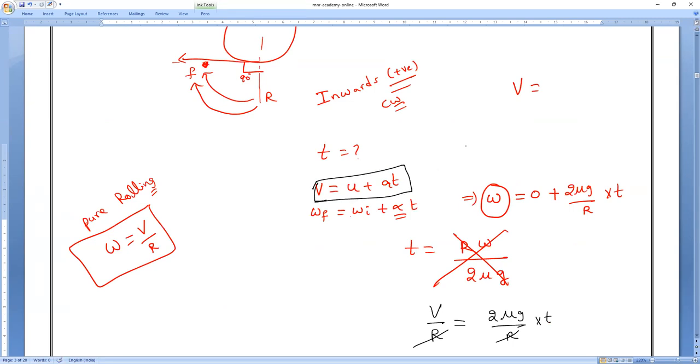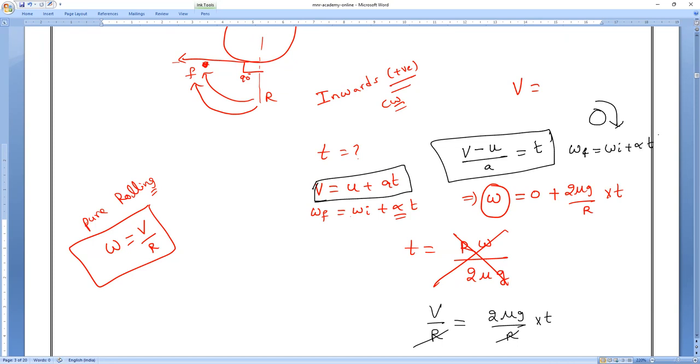So V minus U divided by A is equal to T. But this is for normal motion, and this is a rotational motion. So the equation will be modified: final angular velocity is equal to initial angular velocity plus alpha into t. Again the same problem: alpha means angular acceleration. We know acceleration, but we don't know angular acceleration.